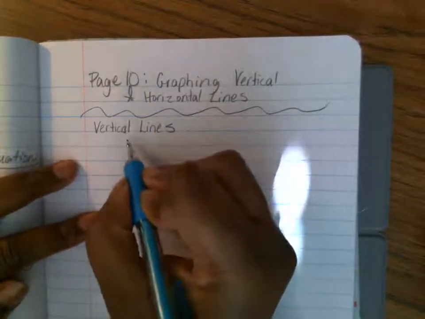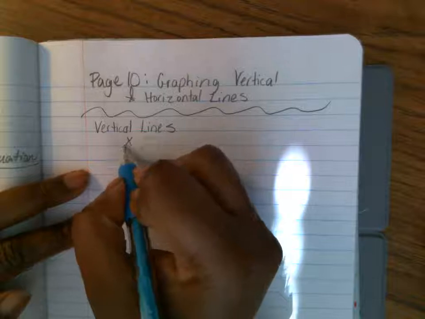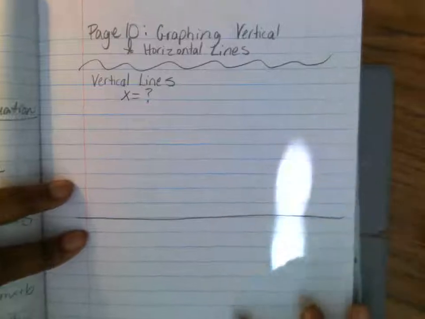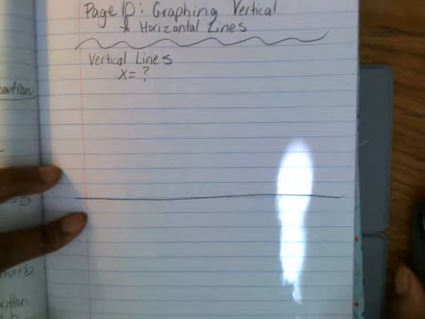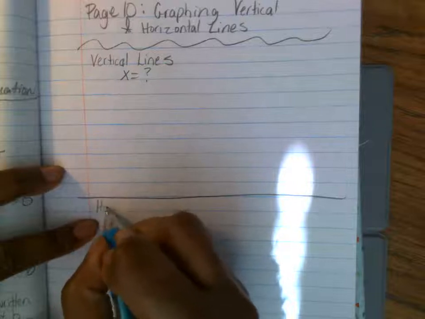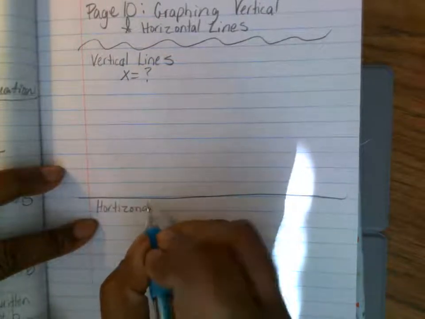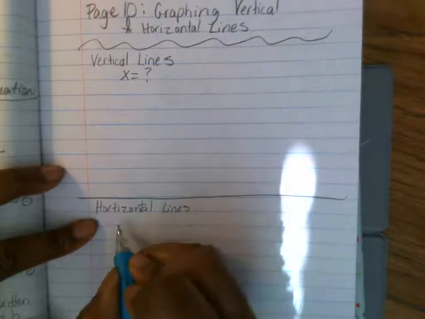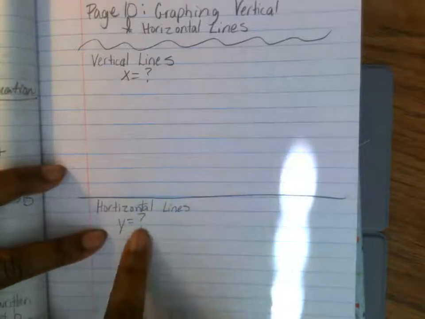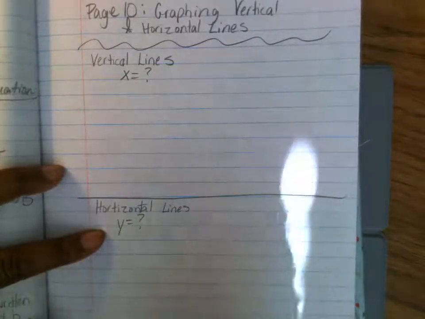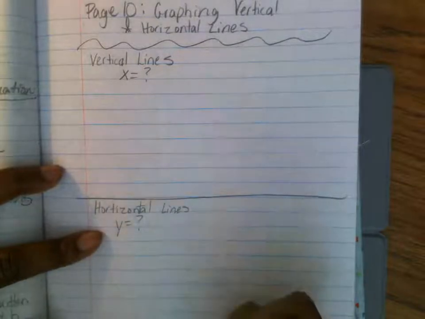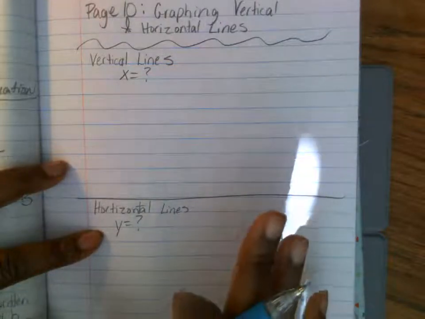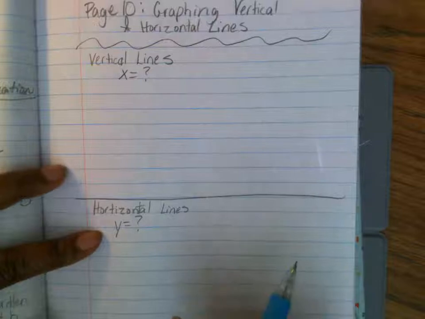Your vertical lines are equations that look like this. X is equal to a number. I'm going to split my page in half. And my horizontal lines are equations that have just y is equal to a number. Not mx plus b, but just y is equal to a single number. Okay? And yes, it can be a 2-digit or 3-digit number, but it does not have a slope. That's what makes it a horizontal line.